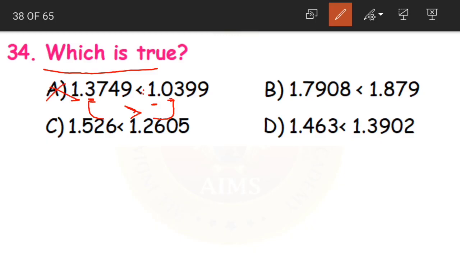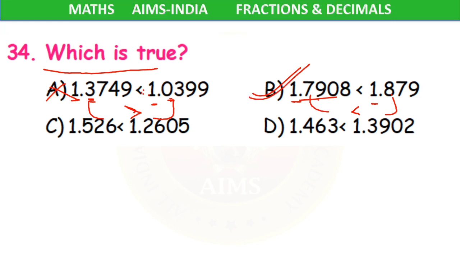Next option B, 1.7908 is less than 1.879. Again the whole number part is same. So going with the digits in the 1/10th place, we have 7 and 8. Yes, 7 is less than 8. So the number 1.7908 is less than 1.879. Option B becomes our correct answer.